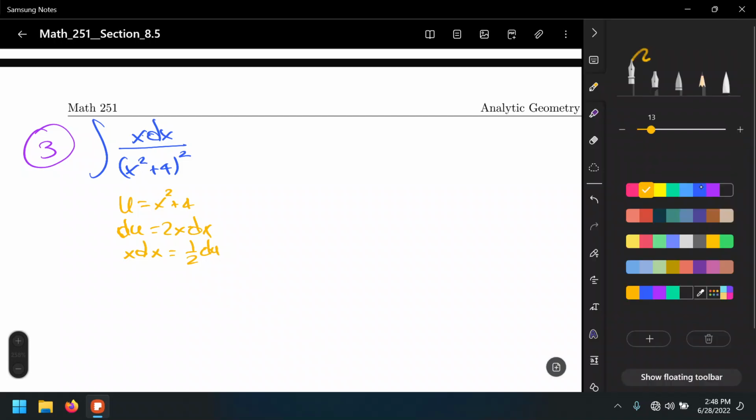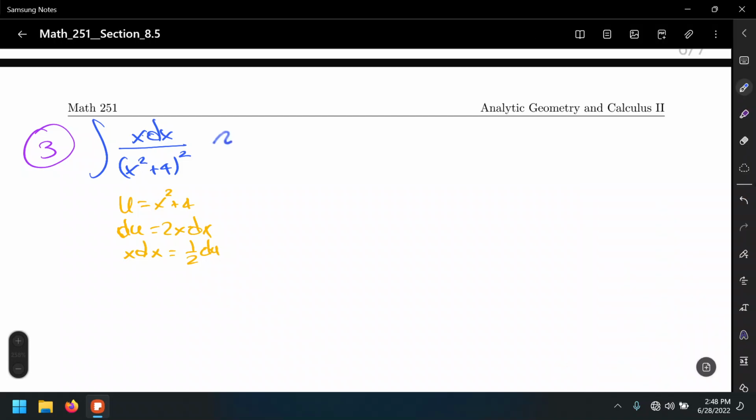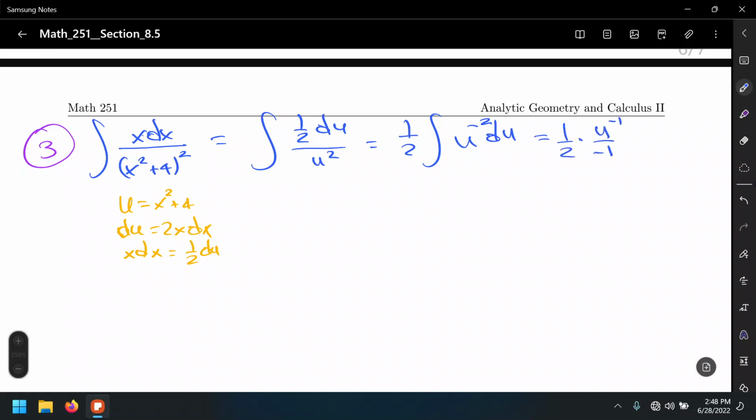That means the integral of 1/2 du over u squared. Let me take the 1/2 outside of the integral, and let's write this u squared that is in the denominator in the numerator so we can integrate. Recall, we cannot integrate variables while they're in the denominator. Using the general power rule, this is 1/2 times u to the -1 divided by -1.